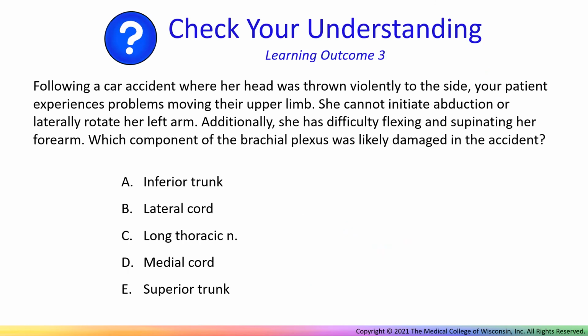Let's pause to check your understanding. Note that this question will become easier as you further develop your understanding of specific muscle actions, which are not covered in this video. Following a car accident where her head was thrown violently to the side, your patient experiences problems moving her upper limb. She cannot initiate abduction or laterally rotate her left arm. Additionally, she has difficulty flexing and supinating her forearm. Which component of the brachial plexus was likely damaged in the accident?